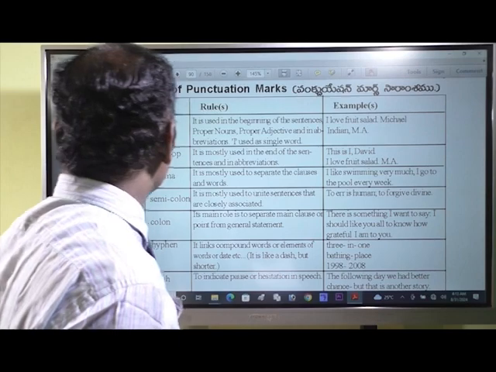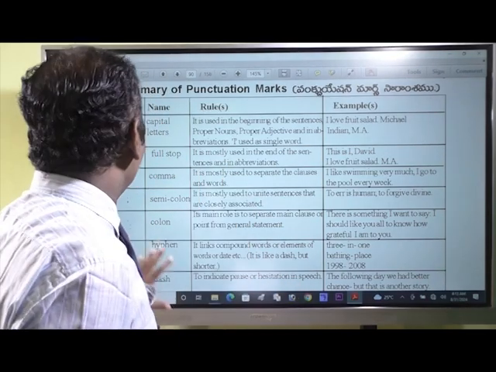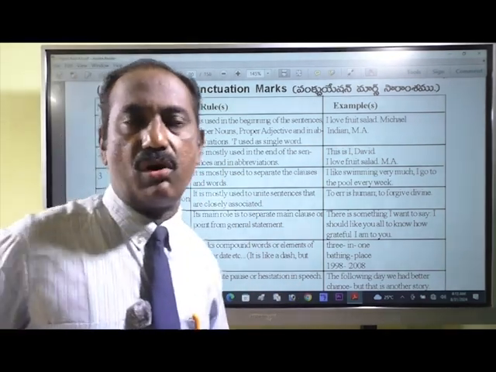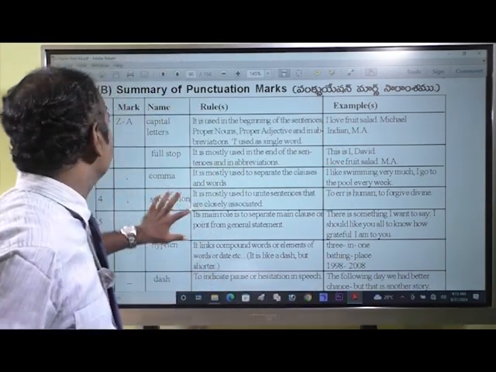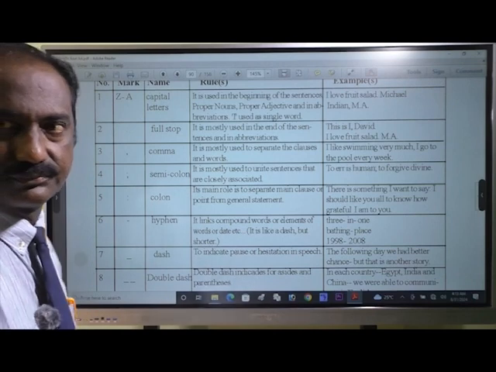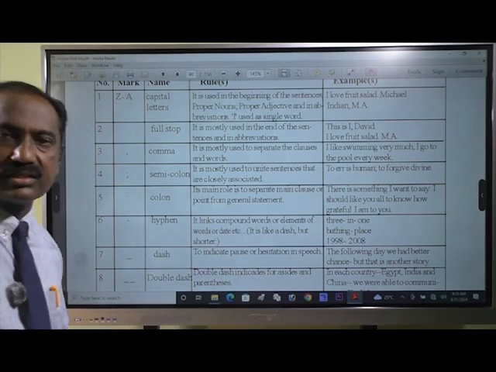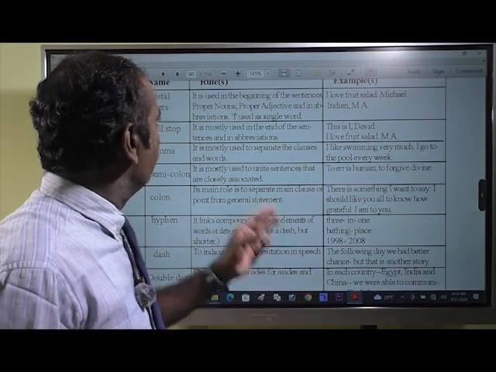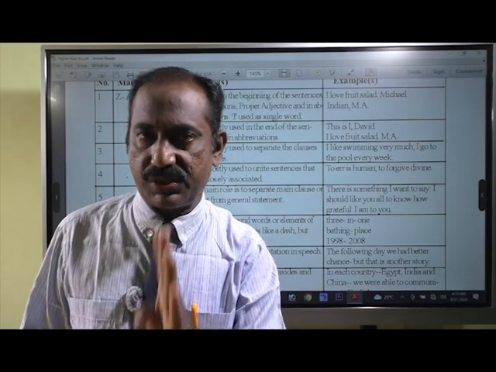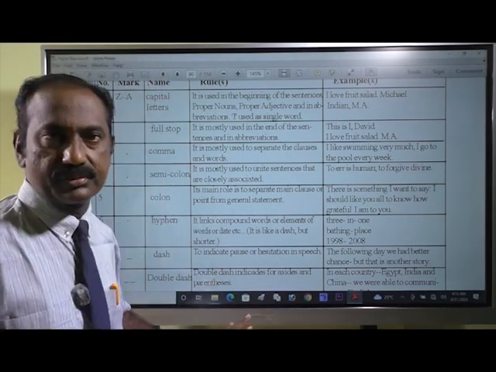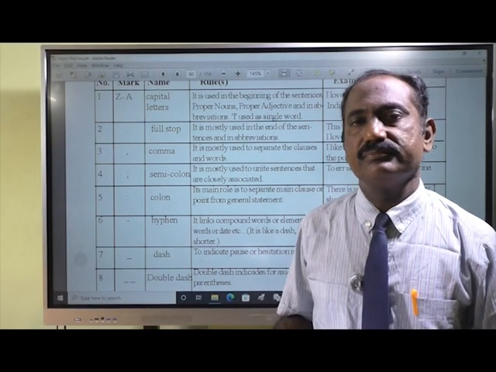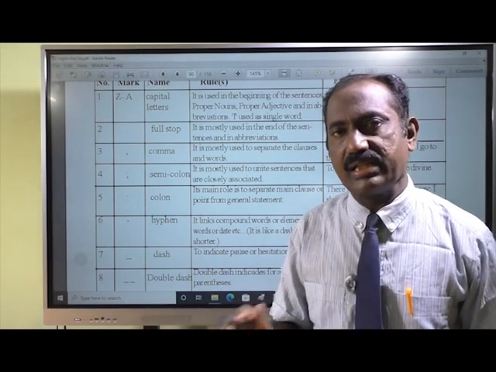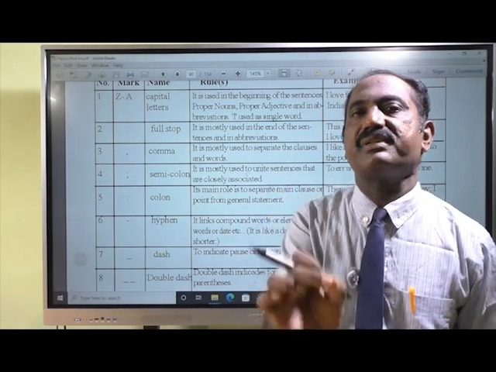If you use all these features, it is called functional language. Otherwise, you cannot reveal all your feelings to others. That is the main thing here. Okay, let us come. Number one is capital letters. Capital letters are used in 3 or 4 situations only. Number one is at the beginning of each and every sentence. All sentences in the English language must be started with a capital letter.